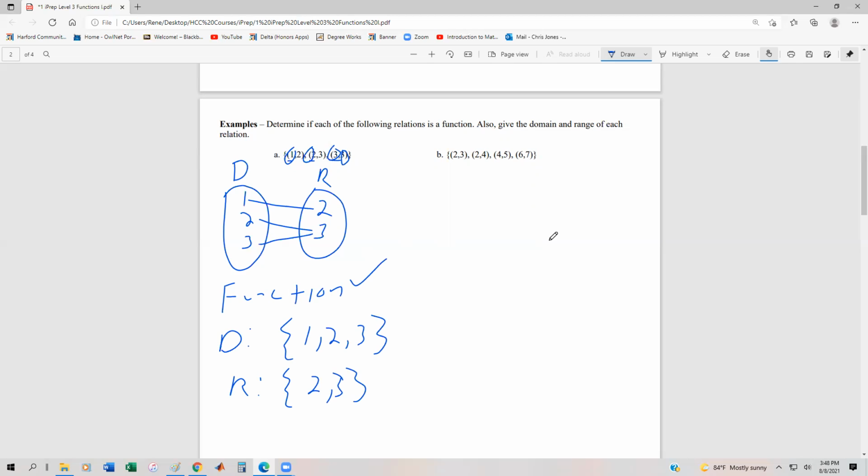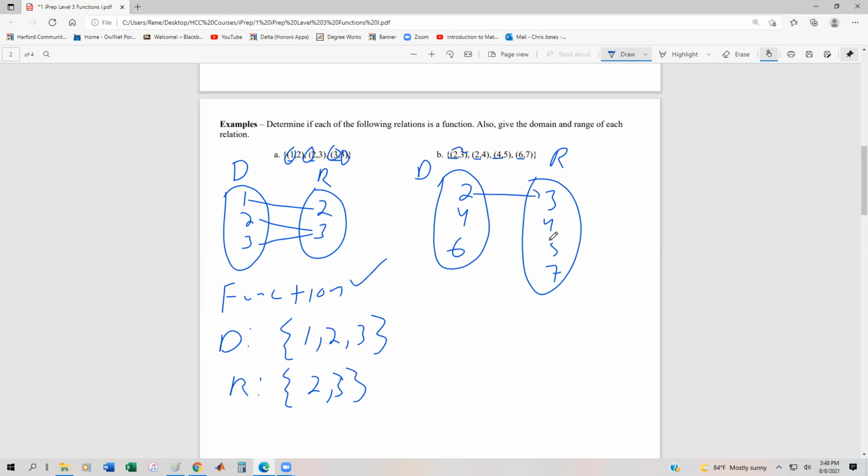Now, an example of a relation that's not a function, and this one's pretty easy to see that it's not a function. We can see it automatically that we have those couple 2's that are going to point to the same value. So we have a domain, which is going to be 2, 4, and 6. And then for our range, we have 3, 4, 5, and 7. And notice that the 2 points to both 3 and 4. So right away, that is not a function.